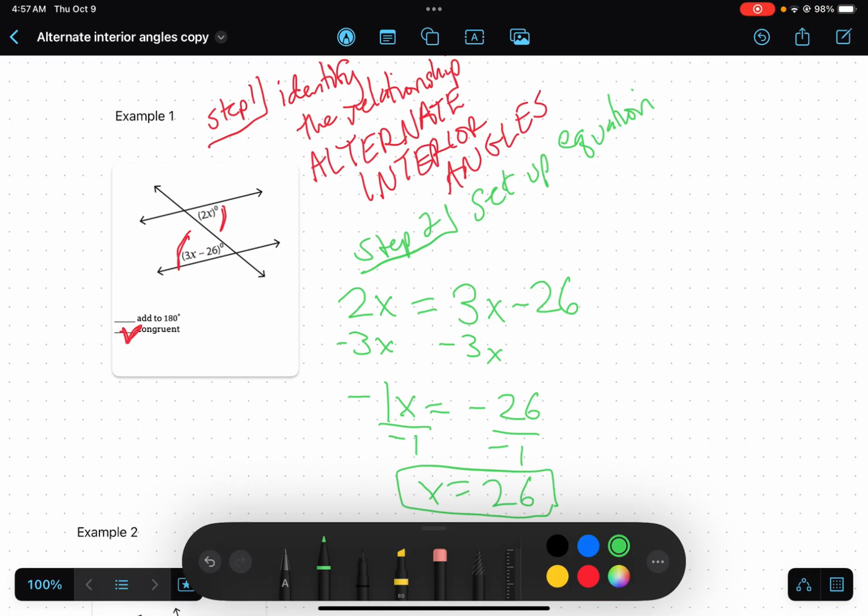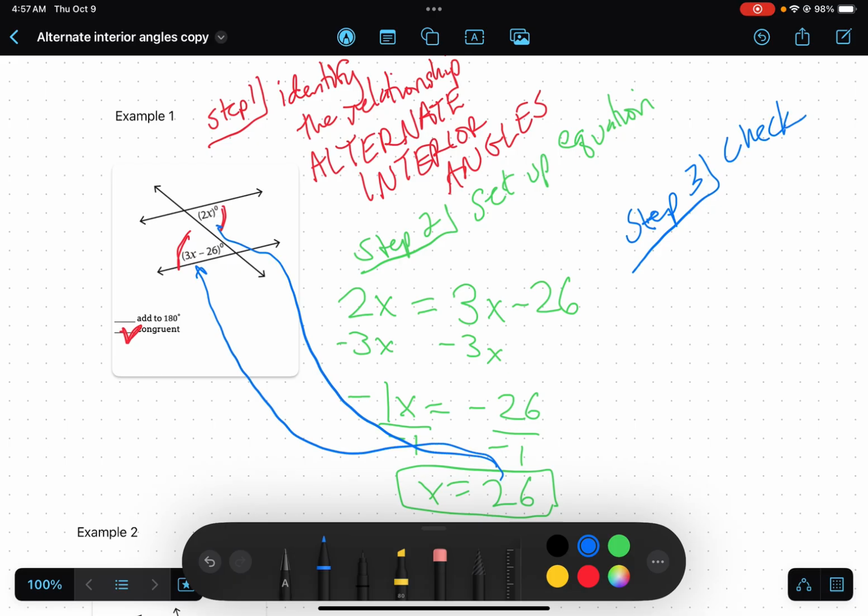If you like, I kind of like to check it just to be thorough, but it's not necessary since we did finish solving the problem already. But let's just check it this time. Step 3, check. That means I'm just going to plug 26 in and make sure my answers come out equal.